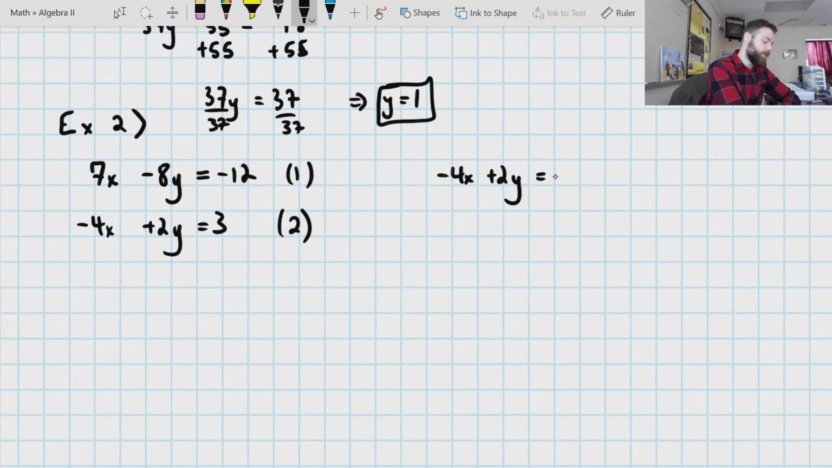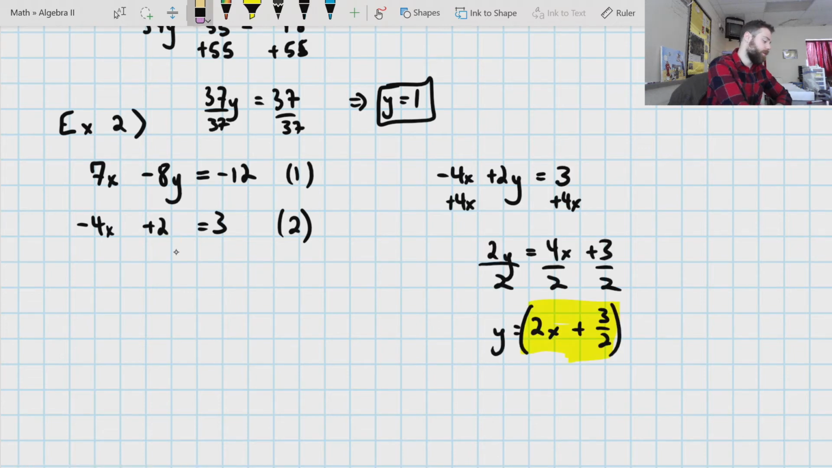So what I've got is y equals 2x plus 3 over 2. And so what I can do is take that whole expression and substitute it in for y in the other equation. The other equation, not that one. Because we started with equation 2, and we want to end with equation 1. So I'm going to plug 2x plus 3 over 2 into that equation.